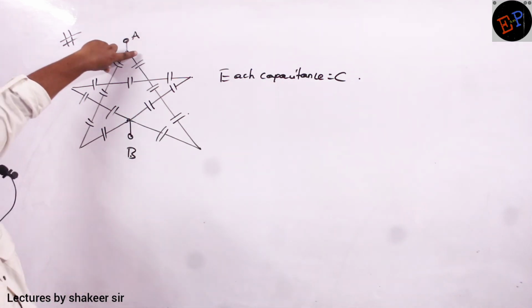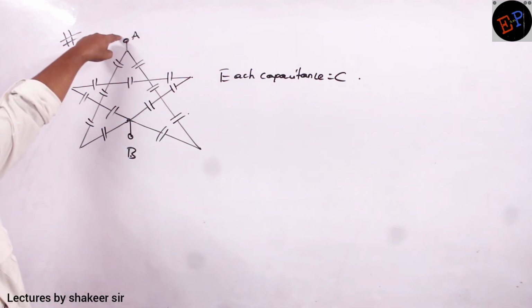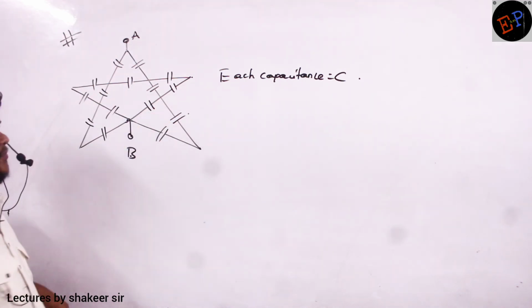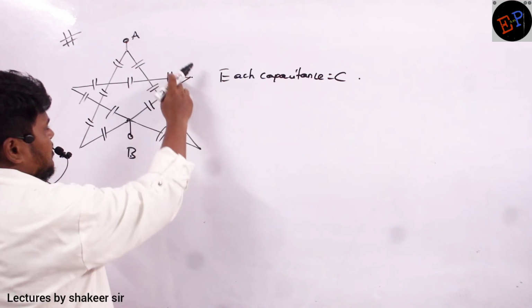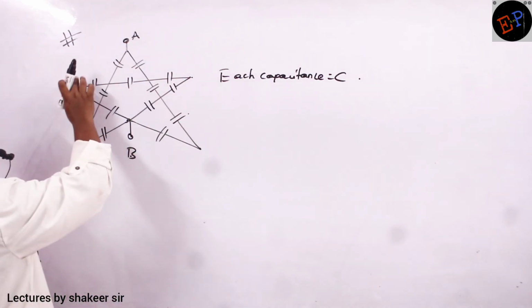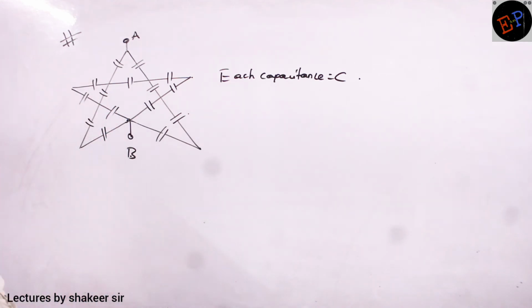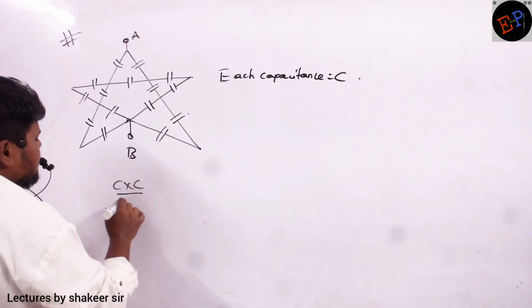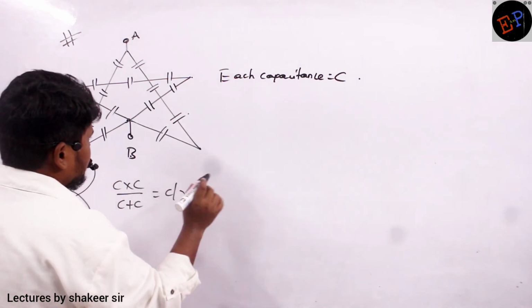So these two capacitors I cannot reduce because they are connected to point A, and the remaining capacitors I will reduce. Clear? So C and C, they are connected in which connection? Series connection. These two are in series, these two also are in series, these two also are connected in series. Are you able to understand? So if they are connected in series, C into C by C plus C is equal to C by 2. That's all.